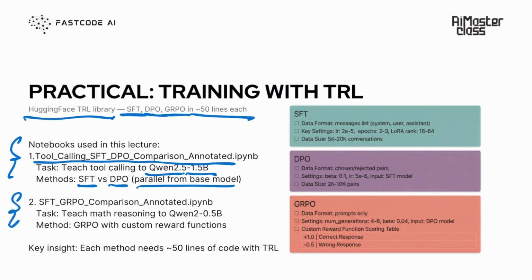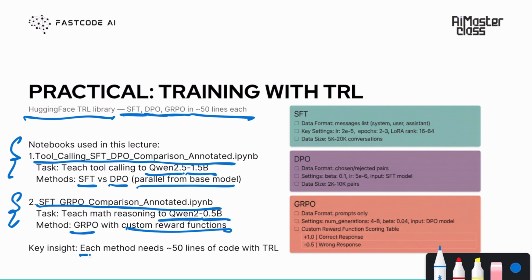And then second, we look at this other notebook, SFT GRPO comparison, where we teach math reasoning to this Qwen 2.5 0.5 billion model. And here we see how GRPO is better than SFT with these custom reward functions, because we don't need an LLM to judge if the answer was right or wrong. We do two clever things: checking if there is a think tag and checking if the final answer is correct. And the key insight: each method needs just about 50 lines of code if we use a library such as TRL.